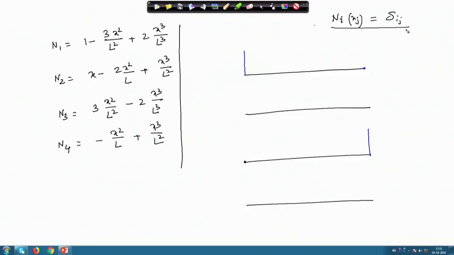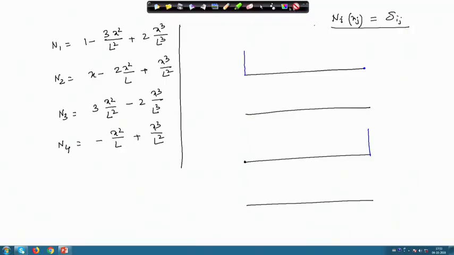So, when I say that Ni(xj) satisfies delta ij, it means that for N2, at that particular point where N2 is defined, the rotation you get should be 1, right. In this case it is 1, in this case it is 1. It says that this rotation should be 1, this value should be 1. Similarly, here it is saying that this rotation should be 1, means this value is 1, right.